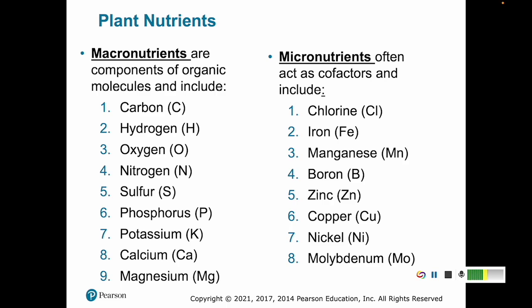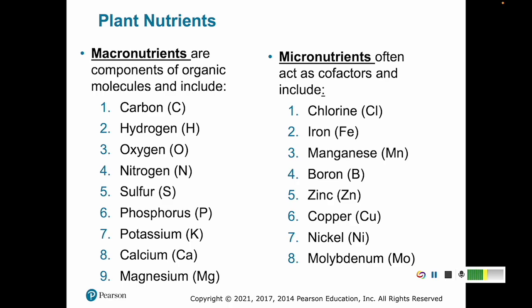Macronutrients are typically things that the plant is going to be using to make organic molecules. Carbon, hydrogen, oxygen, nitrogen. You already know those. Sulfur, phosphorus. Pretty much reads very similar to what we saw in animals. Potassium, calcium, and magnesium. So those same necessary nutrients to create those molecules of life.